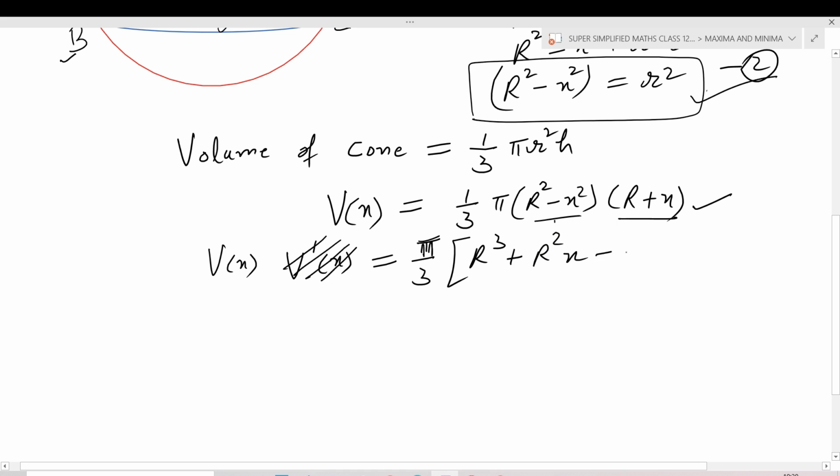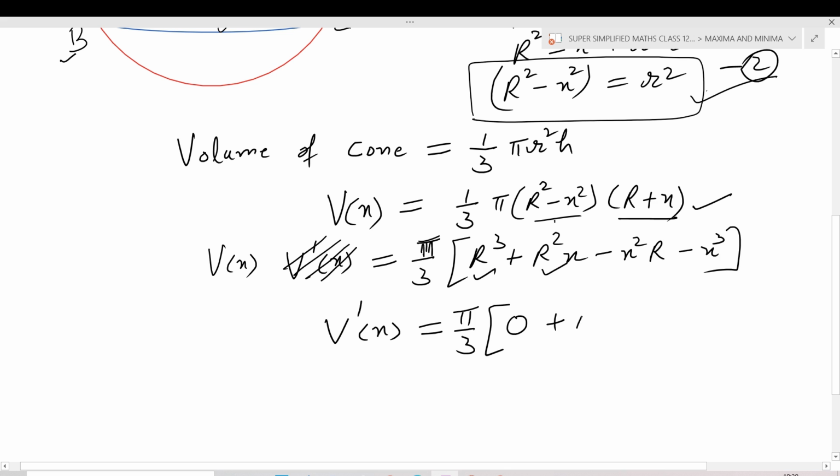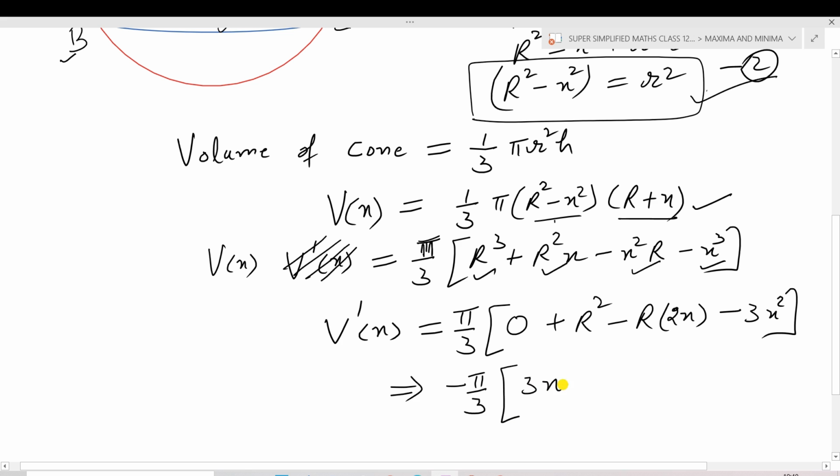Pi by 3 is a constant, capital R is a constant, so its derivative is 0. The derivative of R square x will be R square. The derivative of x square R will be minus 2xR, and the derivative of x cube will be 3x square. Now from this derivative I can take the minus sign common. So I will have minus pi by 3 times 3x square plus 2Rx minus R square. So we get that V dash x is a quadratic expression in terms of x.